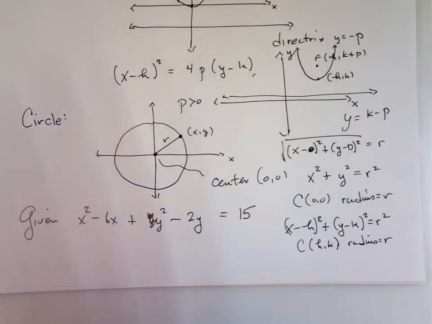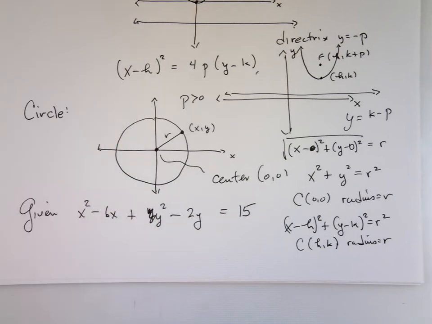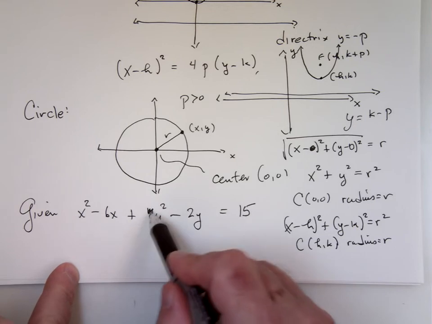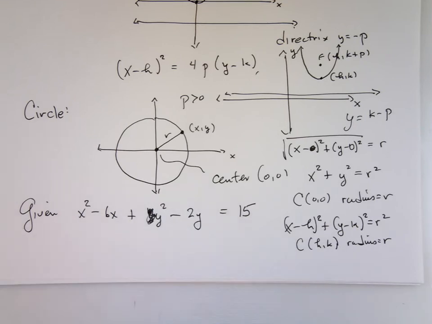Now, can you still see it? Squared, right? It's a plus y squared, right? Plus y squared. This scribbled thing here, that's to be ignored.